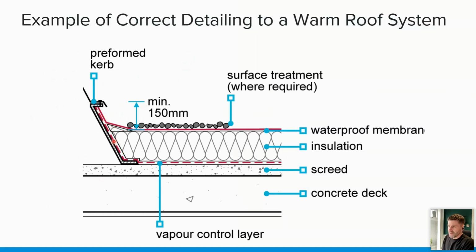in other cases the vapor control layer can be folded back along the insulation there, and then the waterproofing taken over the top. But this junction here is a critical junction to stop any air and vapor getting into the system there. Obviously you've got your deck and everything here, but that gives you the idea of that 150 millimeter upstand there.